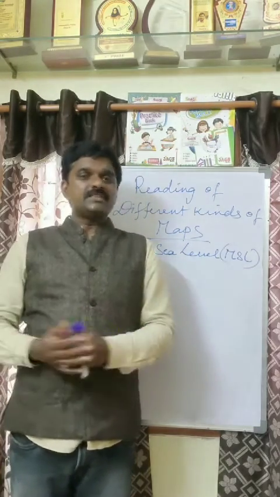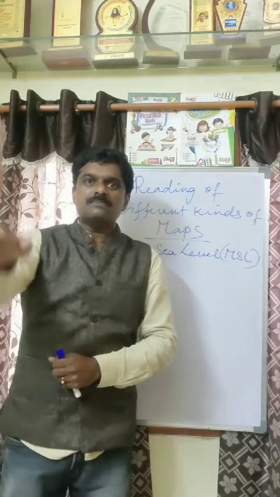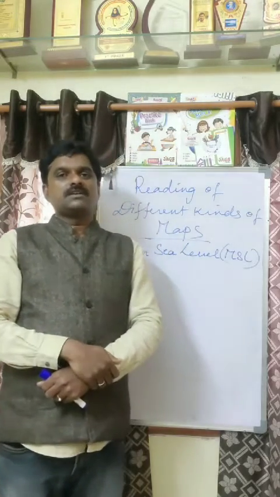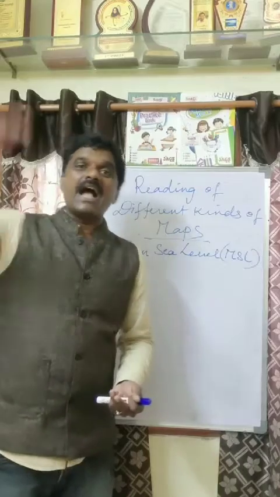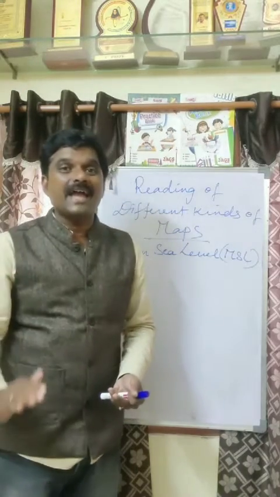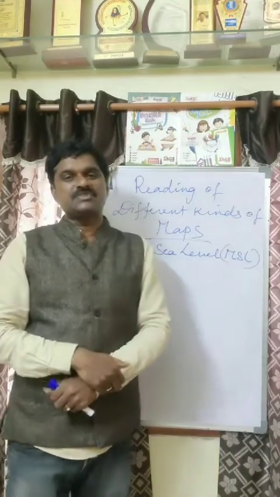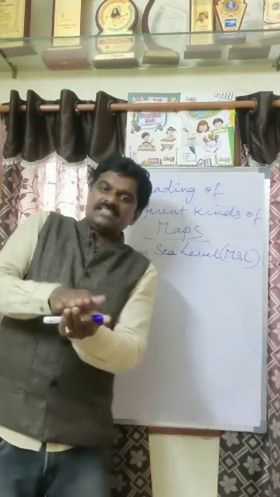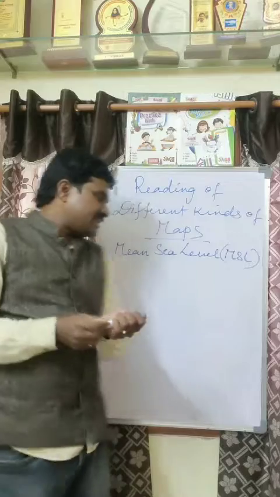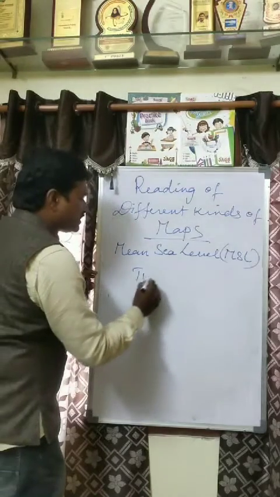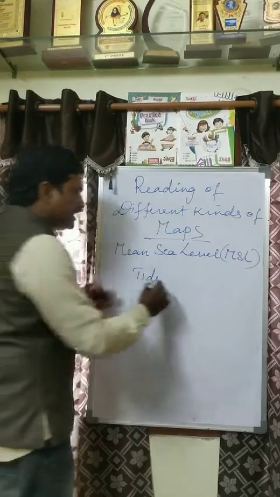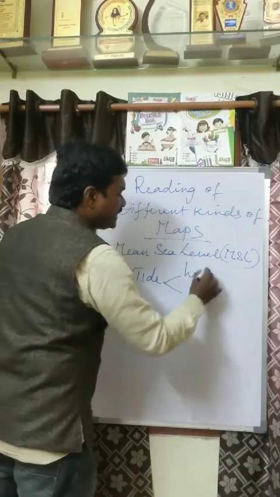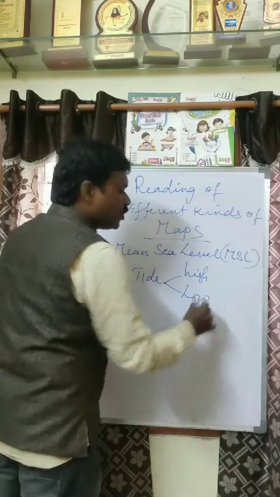And after a few days, the level of the sea comes down. These are called high tides and low tides. In your previous classes you might have learned, or in further classes you will come across, that the rising of the sea level is called the tide. And these will be high tides and low tides.